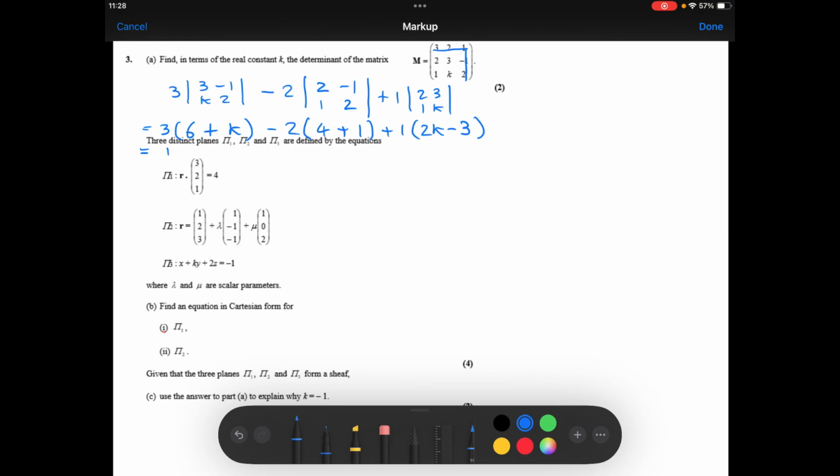So 3 times 6 is 18, plus 3 times k is 3k. Then we've got the minus 2 times 5, so that's minus 10. And then we've got a 1 times 2k and a 1 times minus 3. Collecting those together then, we've got the 18 minus 10 minus 3 is 5. And the 3k plus the 2k is 5k. So that is my determinant in terms of k.